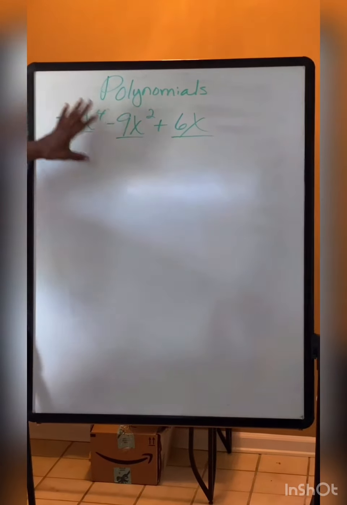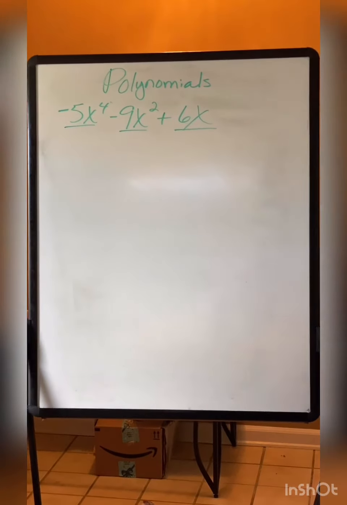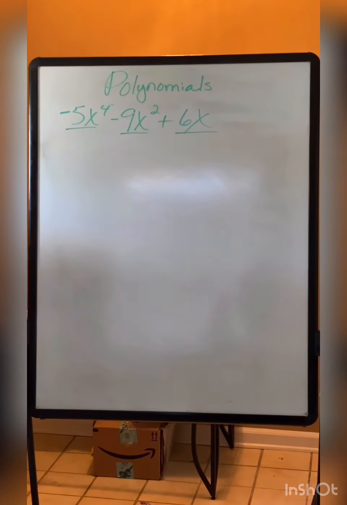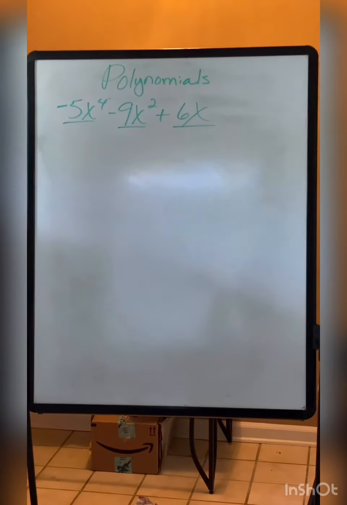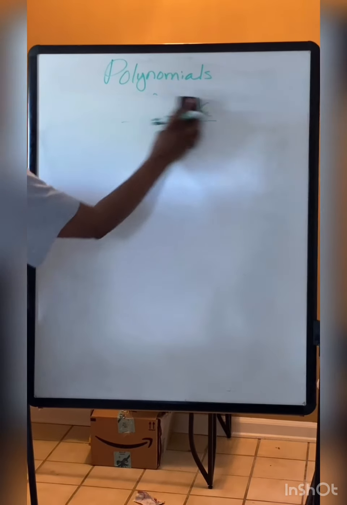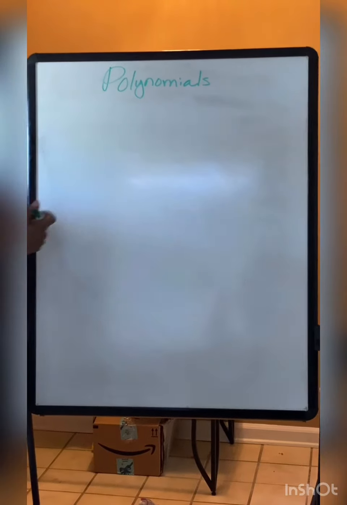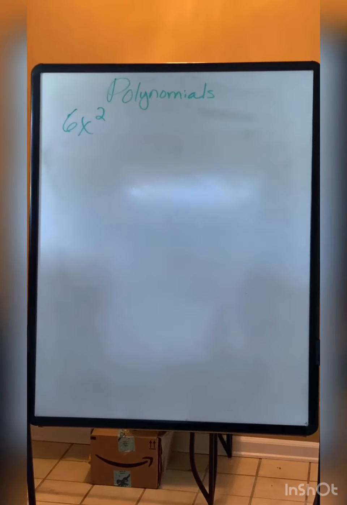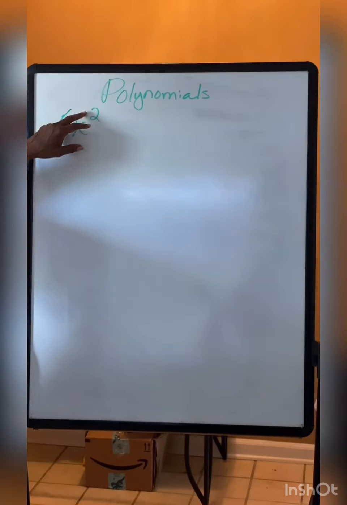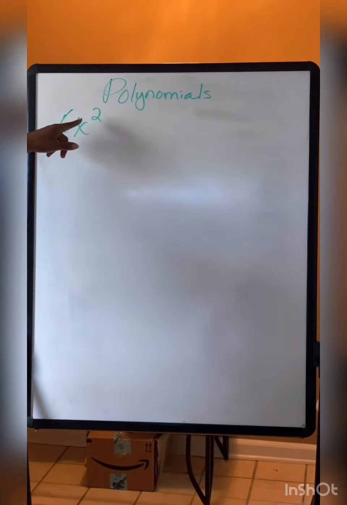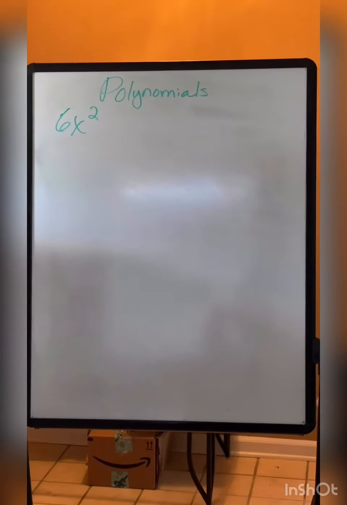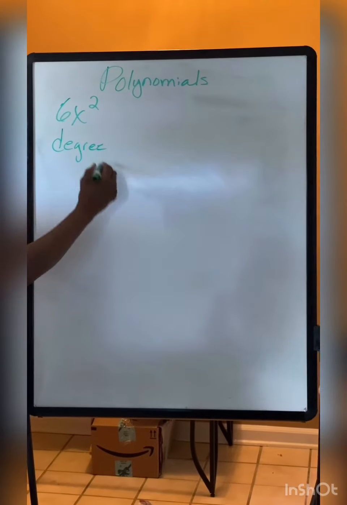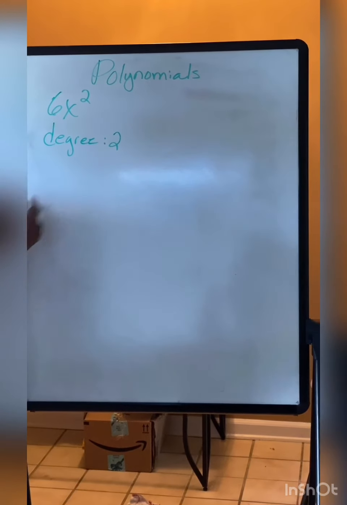Now, we're not only going to be able to identify coefficients and terms, we're going to look at the polynomials and find what we call the degree. If I wanted the degree of a monomial, suppose I had the monomial 6x squared. To find the degree is the sum of the exponents. Well, I only have one exponent there, and that exponent is a 2. So this particular monomial has a degree of 2.